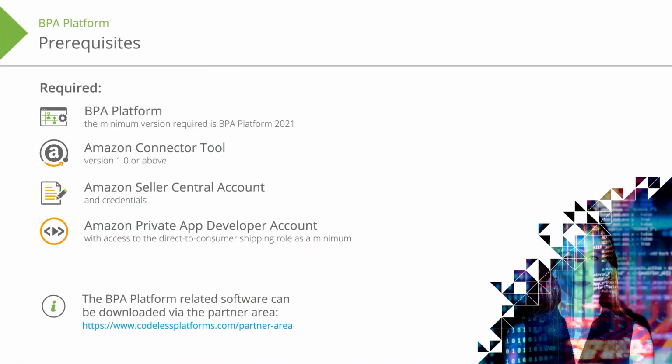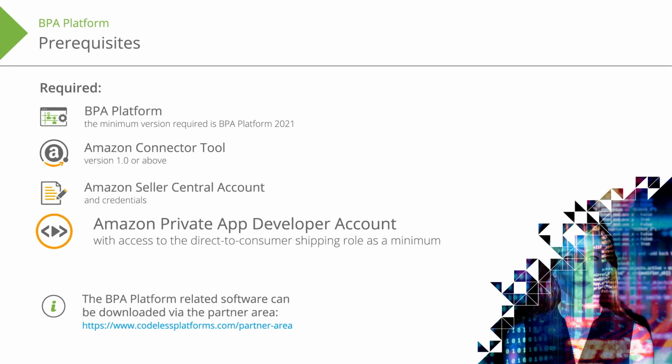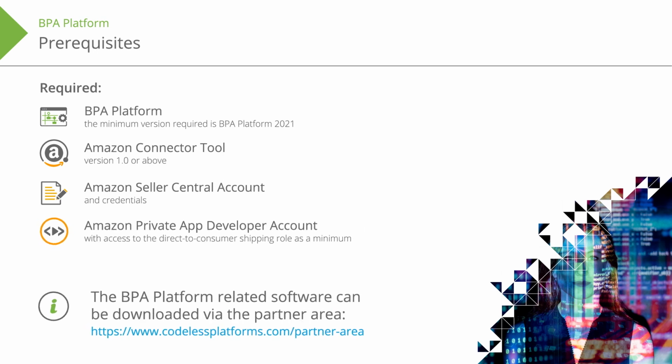Before starting this install, you will require BPA Platform 2021 or above, the Amazon Connector tool, an Amazon Seller Central account and credentials, and a private app developer account with access to the direct-to-consumer shipping role as a minimum. Other roles are available and can be used for other operations. The BPA platform-related software can be downloaded via the partner area on the Codeless Platforms website.